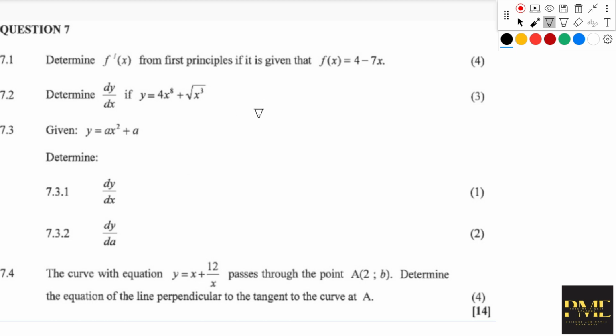So without wasting any time, we're just going to go straight to question 7.1. Determine f prime of x. Siyazi ukuthi derivative of f prime x from first principle if it is given that f of x is equals to 4 minus 7x, guys.